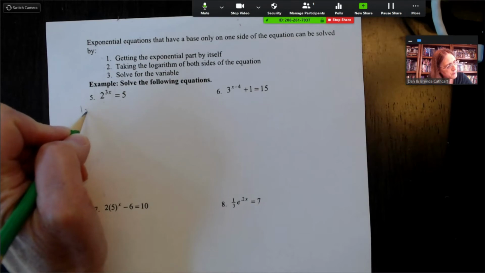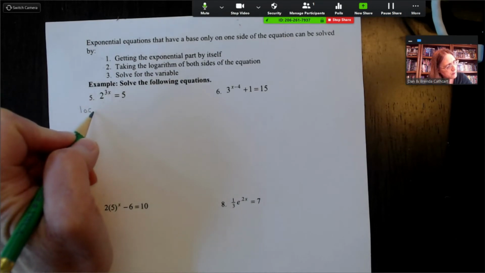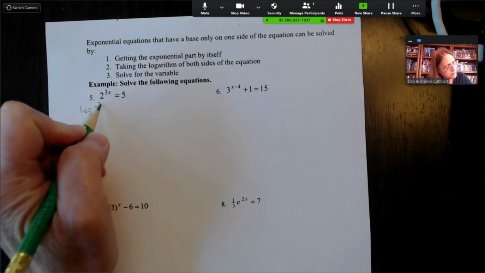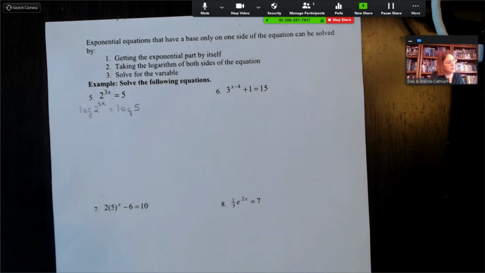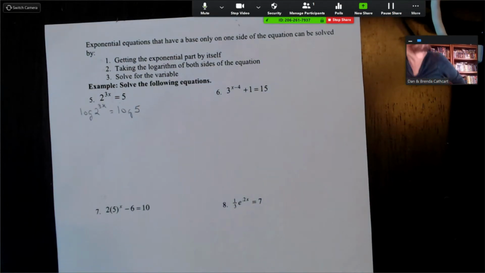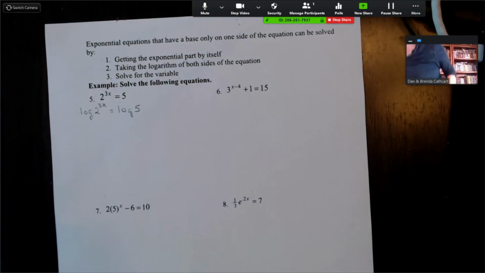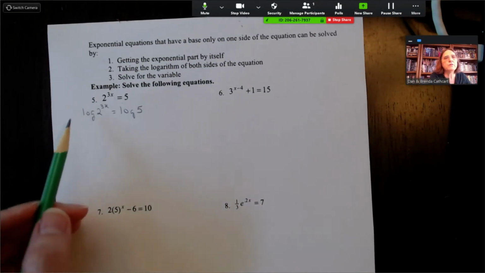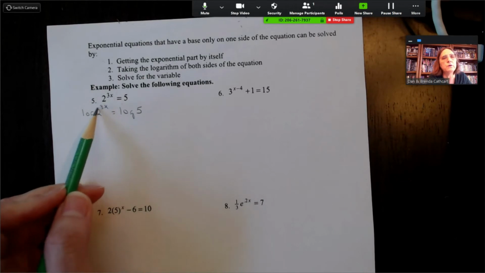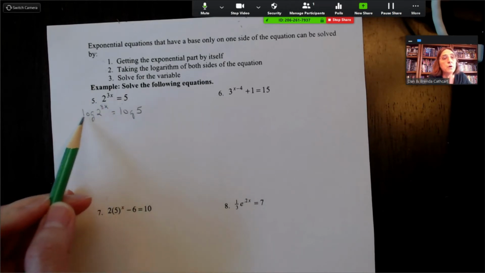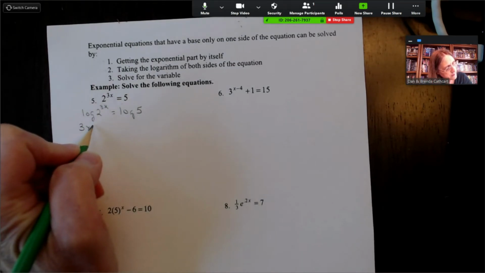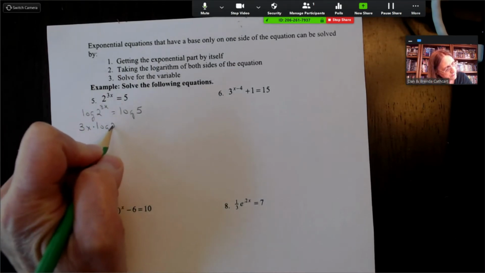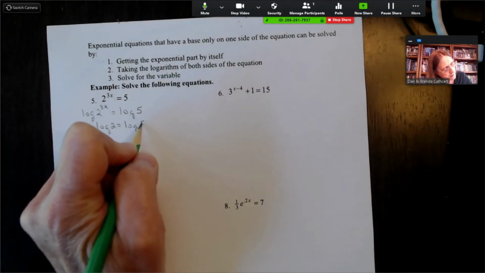So let's do log base 10 on this one. Log base 10 of 2 to the 3x equals log base 10 of 5. Let me grab my calculator because we're going to need it. Okay. Now, using the properties of logarithms, this exponent can be rewritten as 3x multiplied by log 2. So on the left, we have 3x times the log of 2 equal to the log of 5.